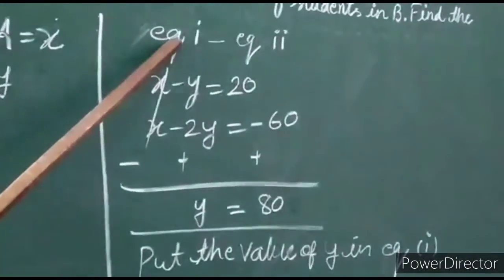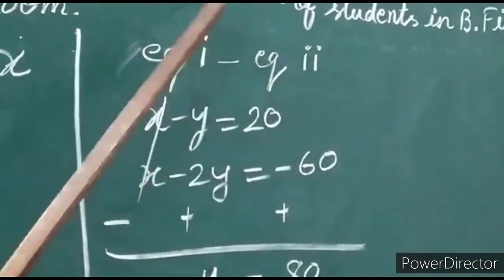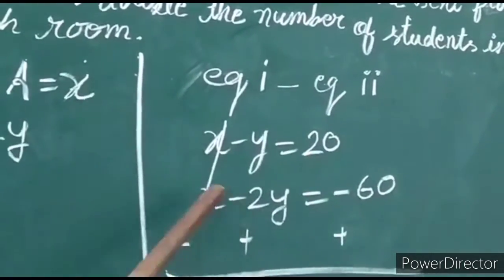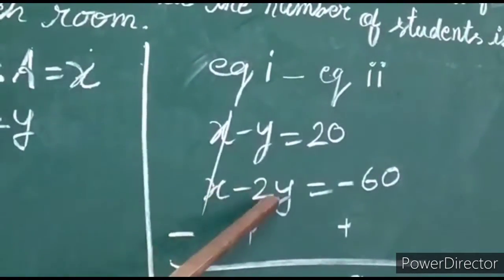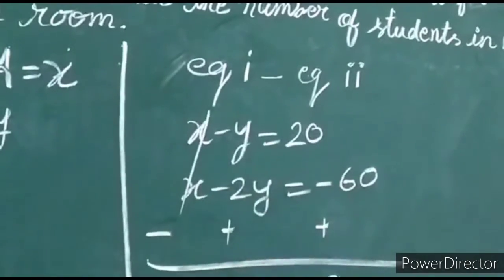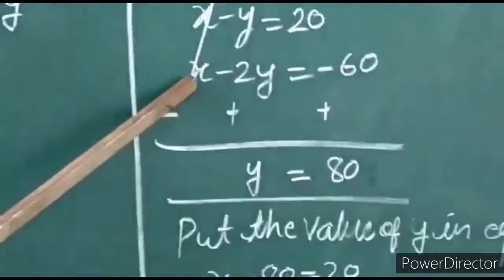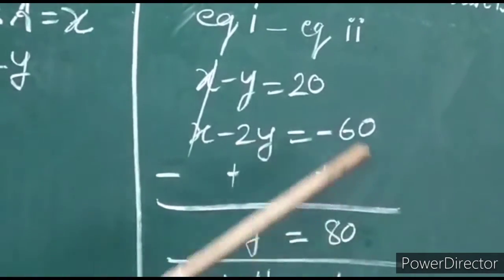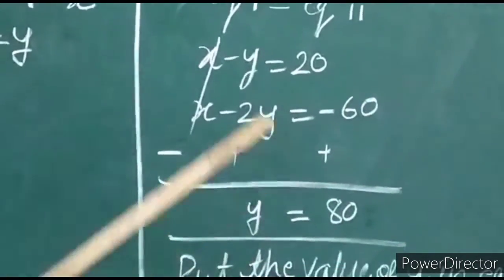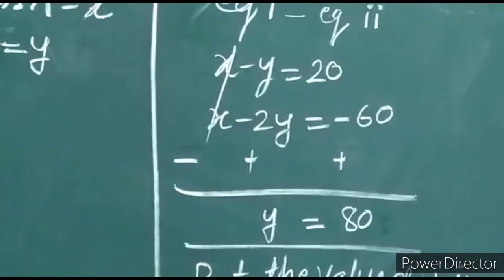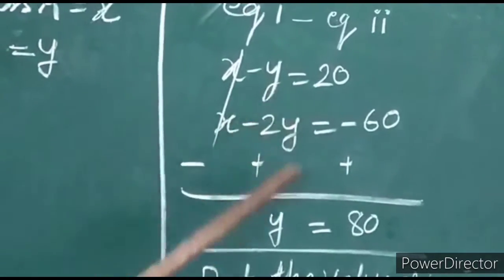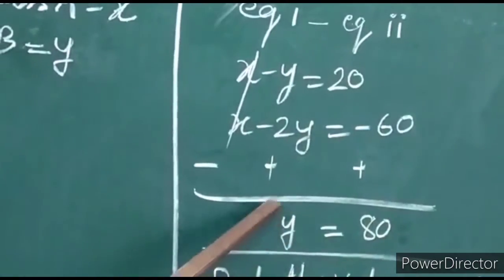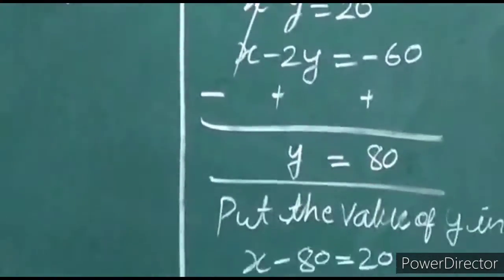Here we will subtract equation second from equation first, since our equation first is x minus y is equal to 20 and our equation second is x minus 2y is equal to minus 60. For subtraction we will change the signs: plus x will be minus x, minus 2y will be plus y, and minus 60 will be plus 60. Plus x and minus x will cancel each other, 2y minus y will be y, and plus 60 plus 20 will be 80. Therefore, the value of y will be 80.